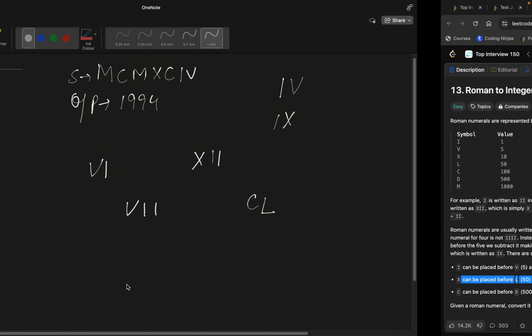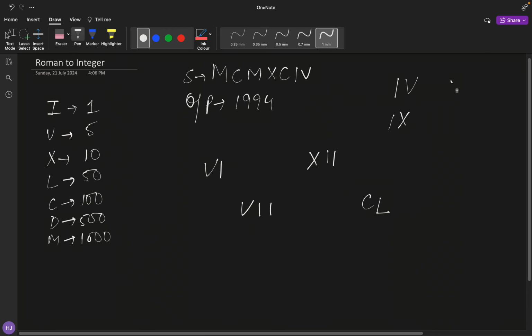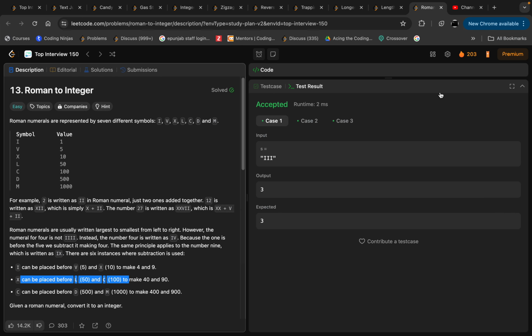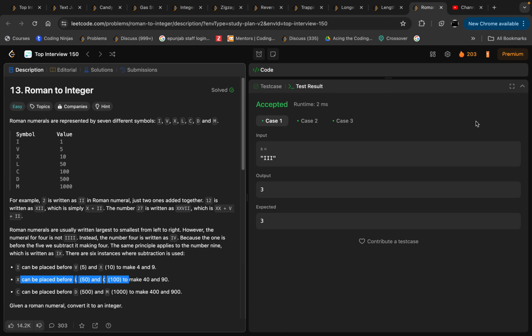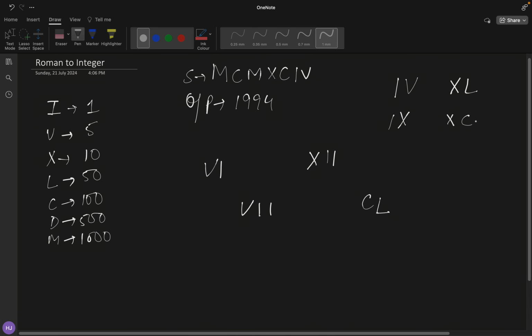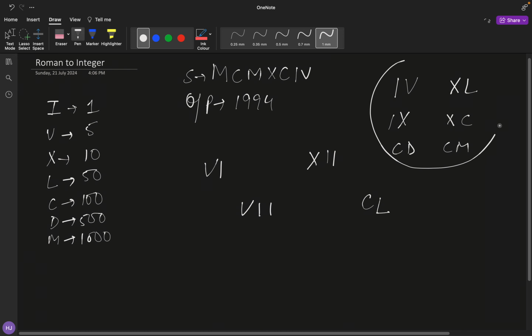So I can get something like XL, and X can be placed before L and C. I can get something like XC as well, and C can be placed before D and M. So I can get CD and CM. So whenever I get cases like these, I have to subtract this value from my answer, right?